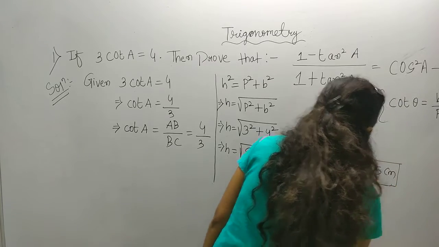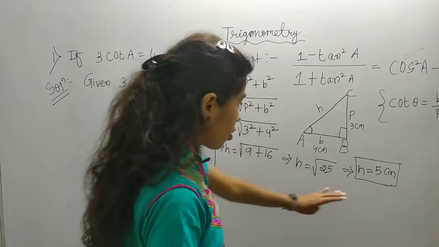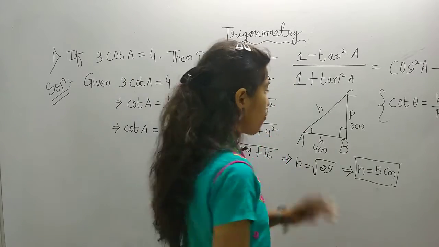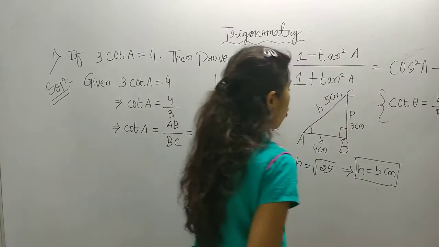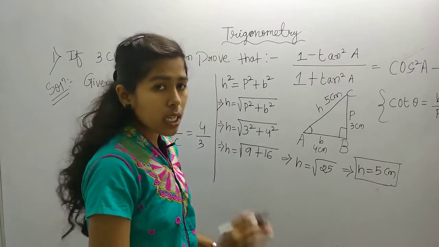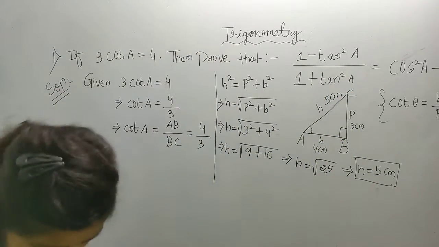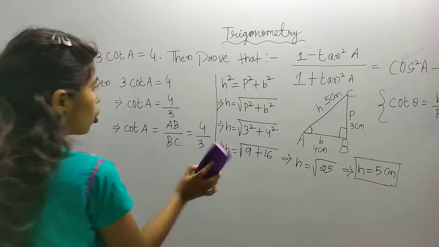So here we found out hypotenuse. Hypotenuse equals to 5 cm. So here we will write 5 cm. Over. Now our triangle is completed. Then let's move to question now.